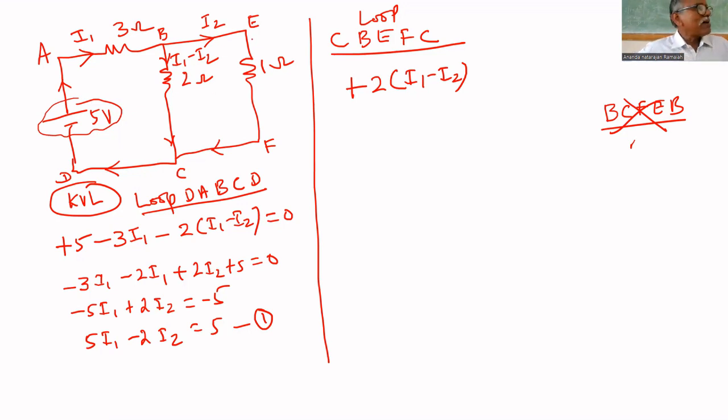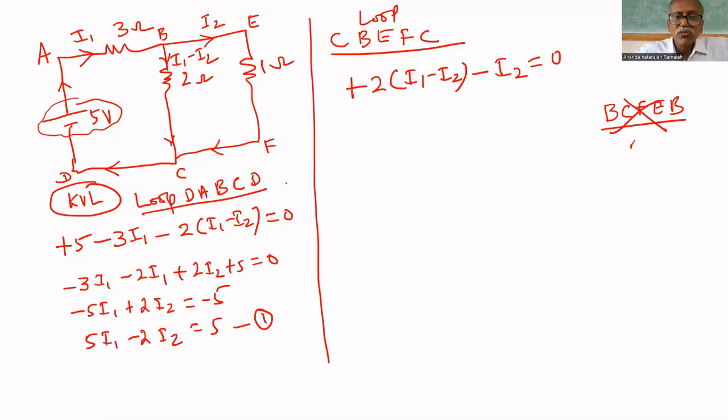Traveling from B to E, no element, no problem. From E to F, in the 1 ohm, you are traveling along the current direction. That's why minus sign. Minus 1 times I1, plus 1 times I2. No element in FC. That's why equal to 0. No EMF, only drops.